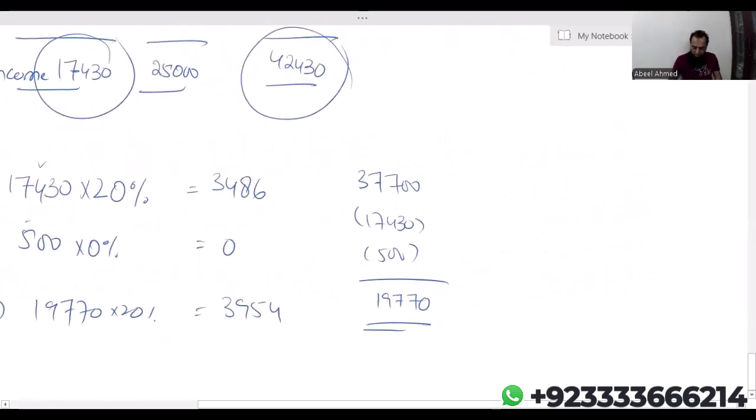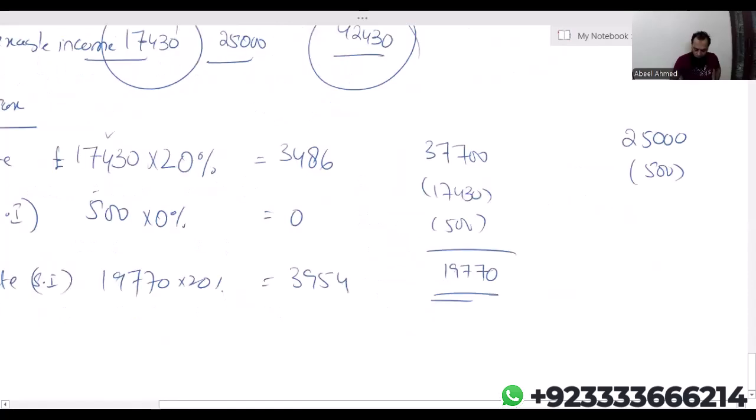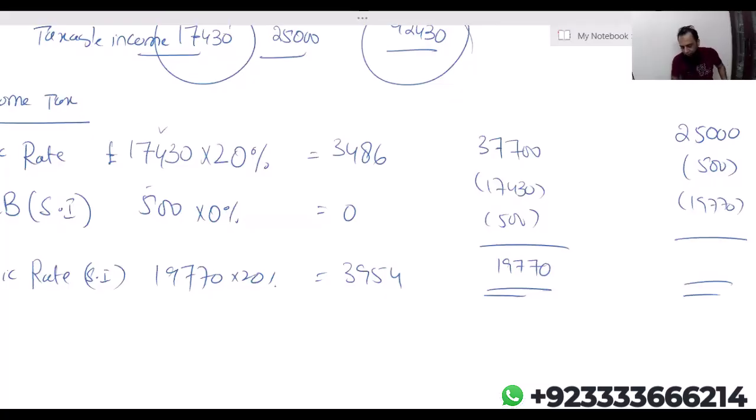So the taxable saving income is 25. Out of that 25, we have taxed 500 in the nil rate band, 19,770 in the basic rate. So how much falls in high rate? Let's check. Let's see how much saving income is still left to be taxed. 25,000 minus 500 minus 19,770. I'm still left with 4,730.